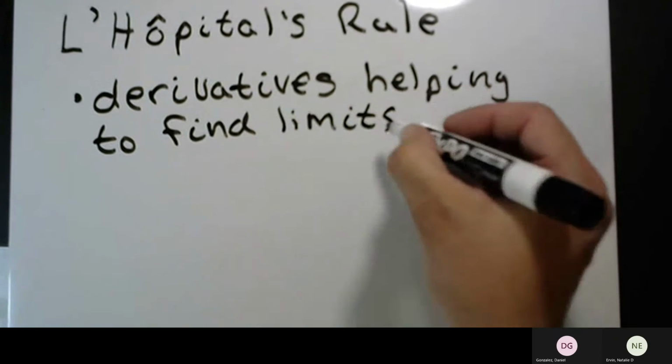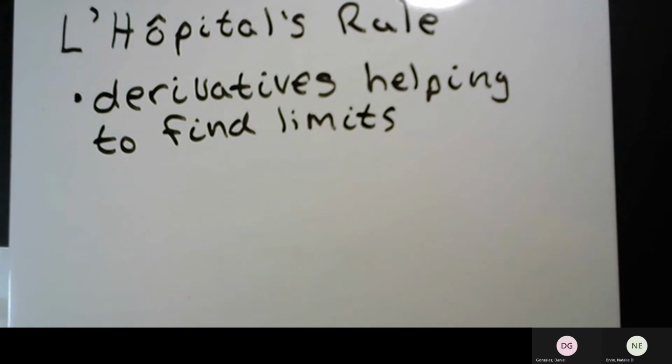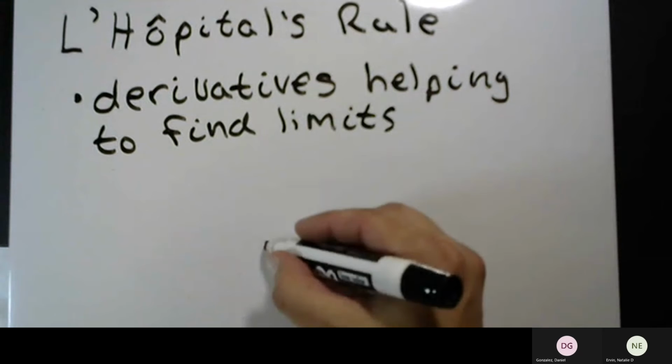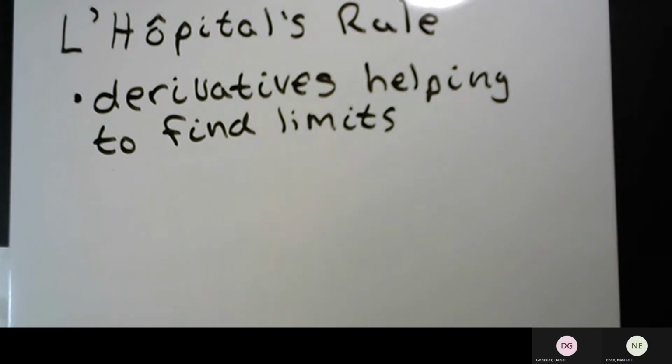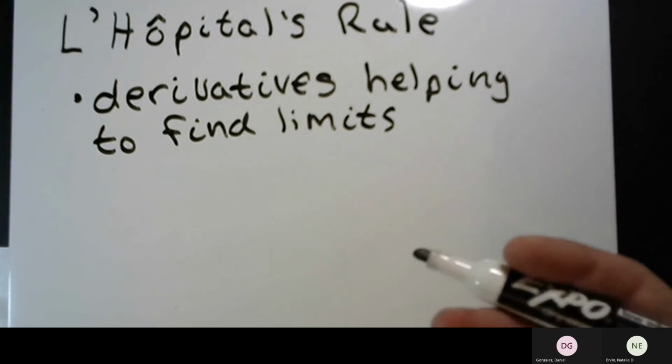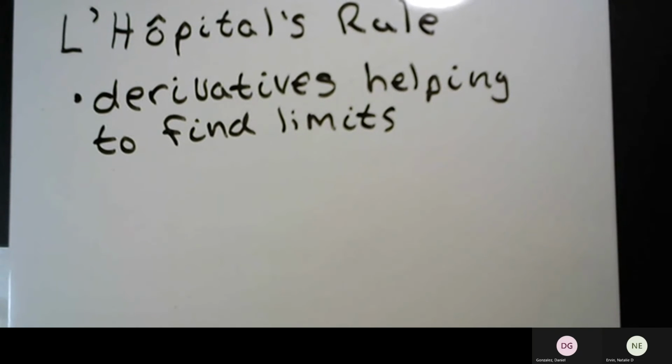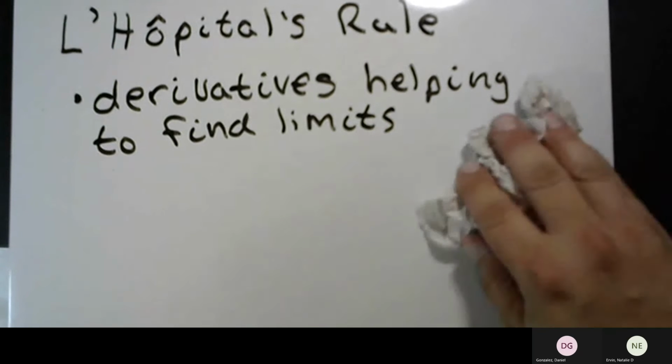So we have a computational application here. And it works like this. The rule is going to work like this. Now, you might have encountered some functions, or you've maybe wondered, if you try to compute a limit, you get something like infinity over infinity or 0 over 0. And so what do you do in that case?